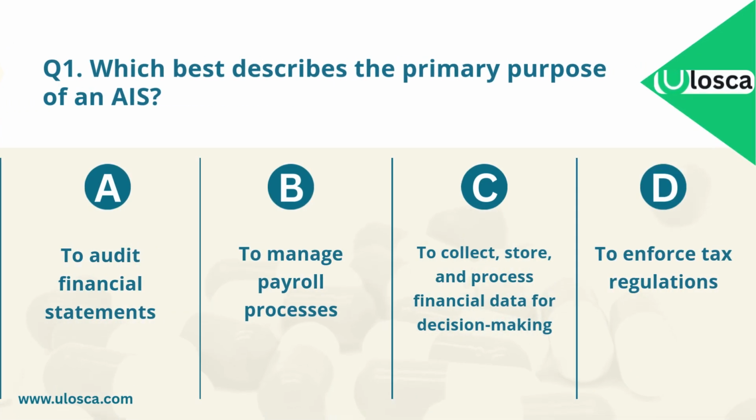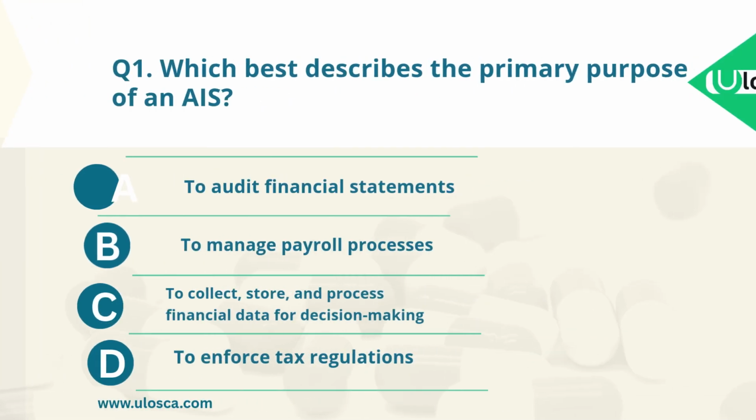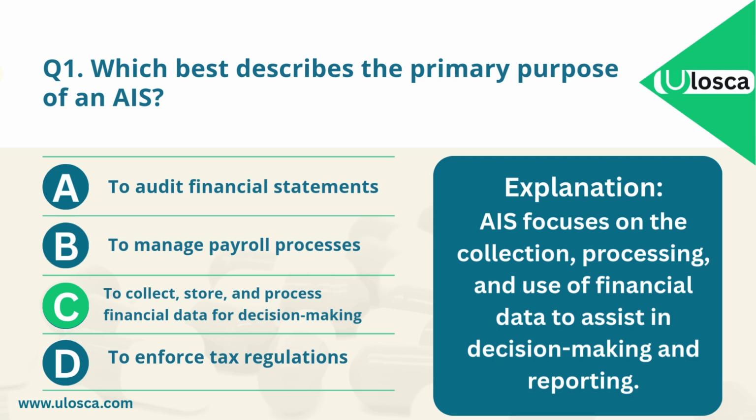Question 1. Which of the following best describes the primary purpose of an accounting information system? A. To audit financial statements. B. To manage payroll processes. C. To collect, store, and process financial data for decision-making. D. To enforce tax regulations. Which one is the correct answer? The correct answer is C. To collect, store, and process financial data for decision-making. Explanation. AIS focuses on the collection, processing, and use of financial data to assist in decision-making and reporting.